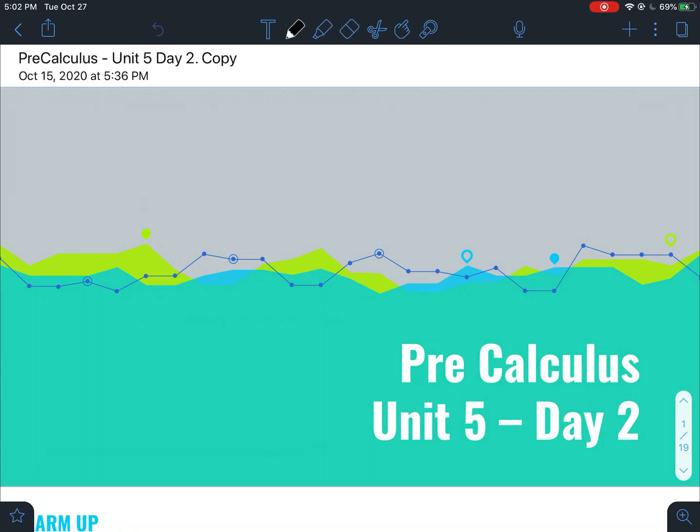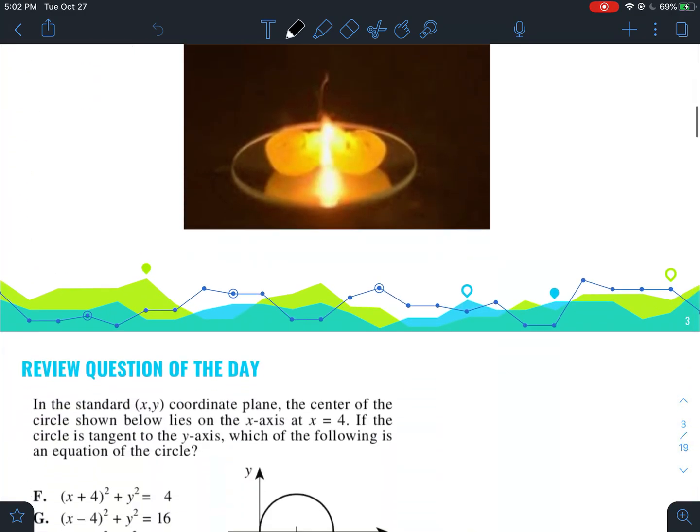These are your notes for Unit 5, Day 2 of Pre-Calculus. If you would like to see the warm-up, review question, or any homework questions we covered in class today, just look at the finished notes.